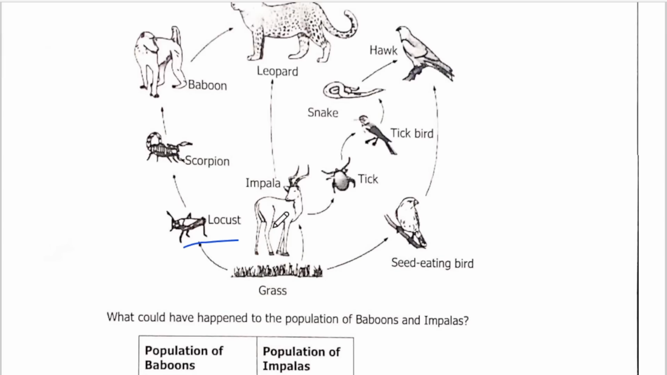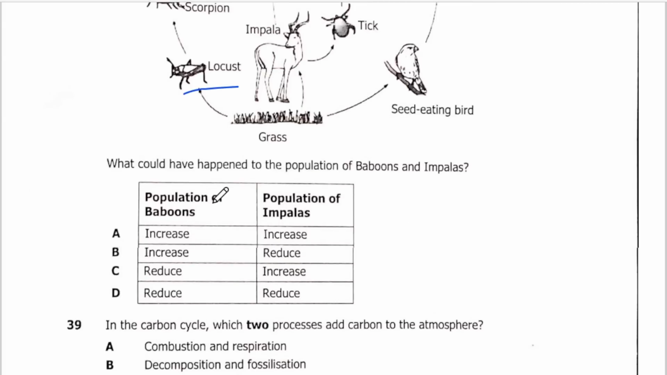Since we have a lot of locusts now inside the ecosystem, it means that they'll actually provide more food for the scorpions. I mean that the population of scorpions will increase, and since you have more scorpions, baboons will also have a lot of food, so their population will also increase. Now when you come to the impala, the locusts are also eating the grass, so it means that there's a lot of competition and they'll have to compete. The impalas will actually have no food, so they'll end up dying from starvation, so the impala population will actually reduce. So the population of baboons will increase, the population of impalas will reduce. So the correct answer here is B.